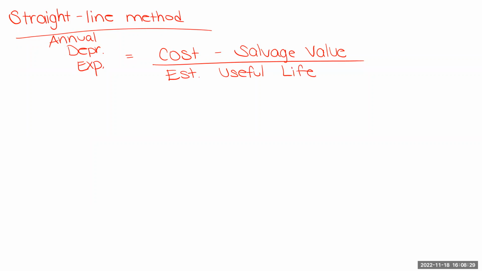Okay, so let's break down each one of those items. All right, cost. This is that initial cost, right? It's what we've calculated in the last few videos. We talked about it needs to be all the expenses, all the items that we had to pay in order to acquire it and get that asset ready for its use.